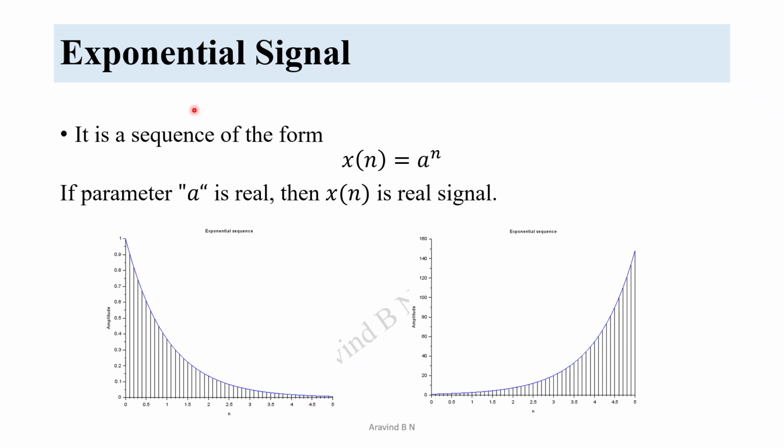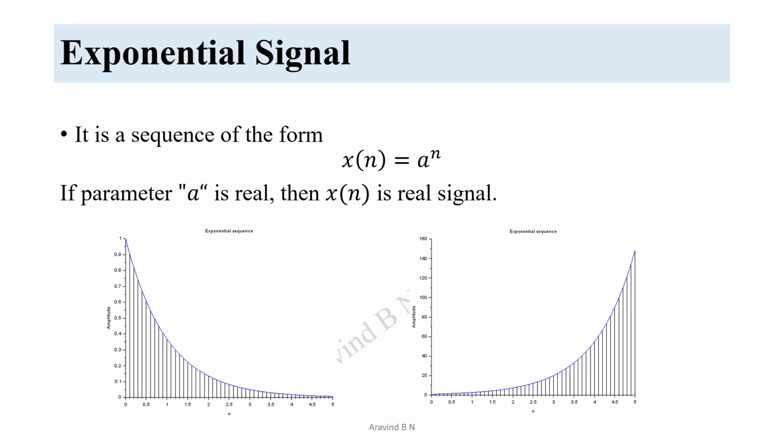Now getting into the exponential signal. It is given by x of n equal to a to the power of n. If parameter a is real, then x of n is a real signal. For example, we have taken e to the power, exponential e to the power. So if the power is positive or negative, what are we going to get? These are the realizations for that.